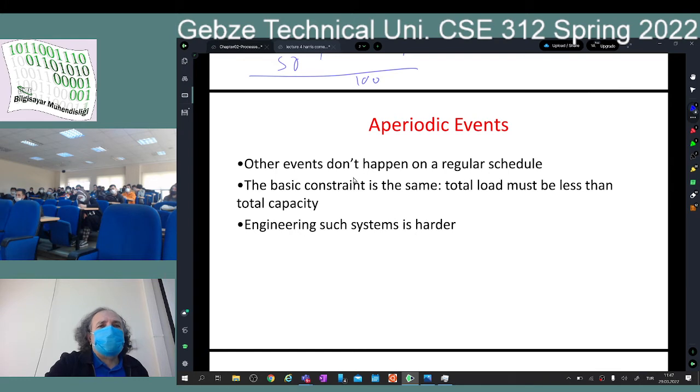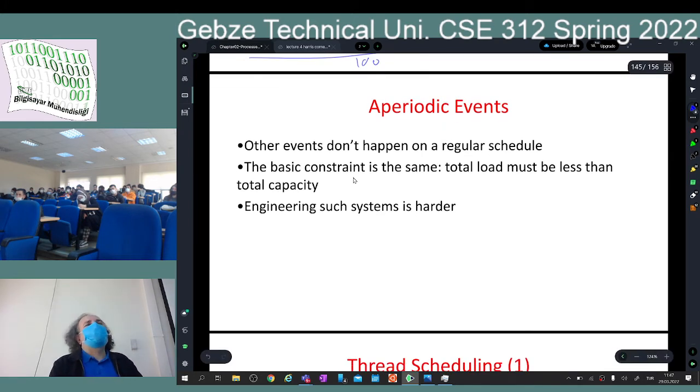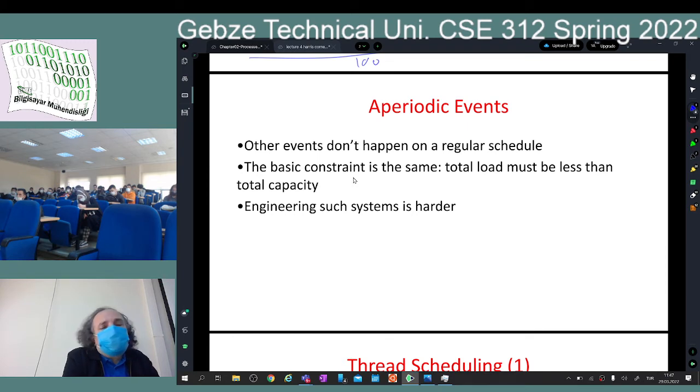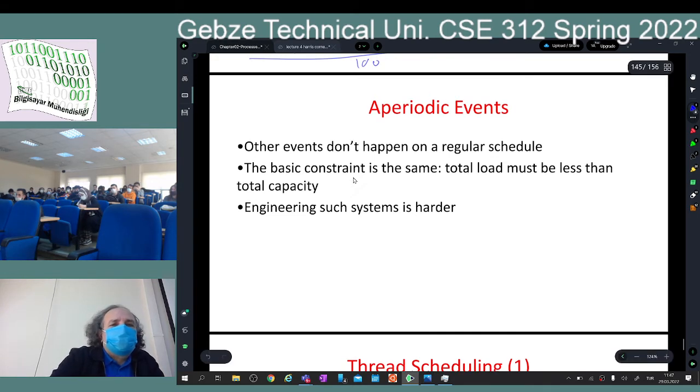So the aperiodic events, I mean, you might say that not all processes are periodic like this. From time to time, I need to handle events that happen aperiodically. For example, somebody is pressing the brake pedal. It doesn't happen often, but when it happens, I need to handle it. For that, I need to use some time. Well, the idea is the same. The total load must be less than the total capacity. That's what we are going to say.